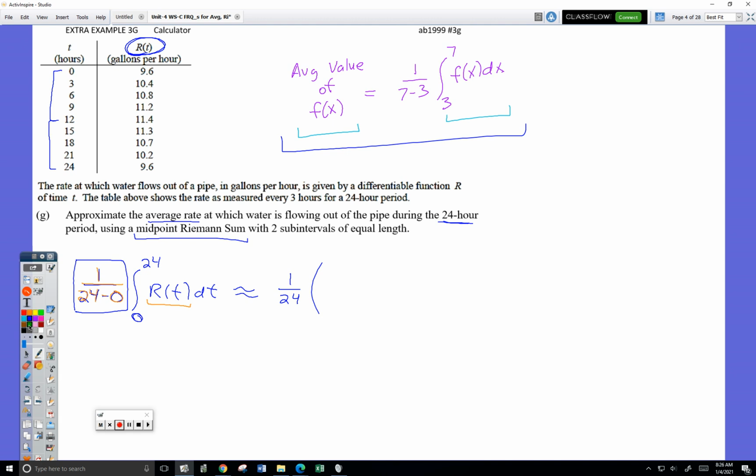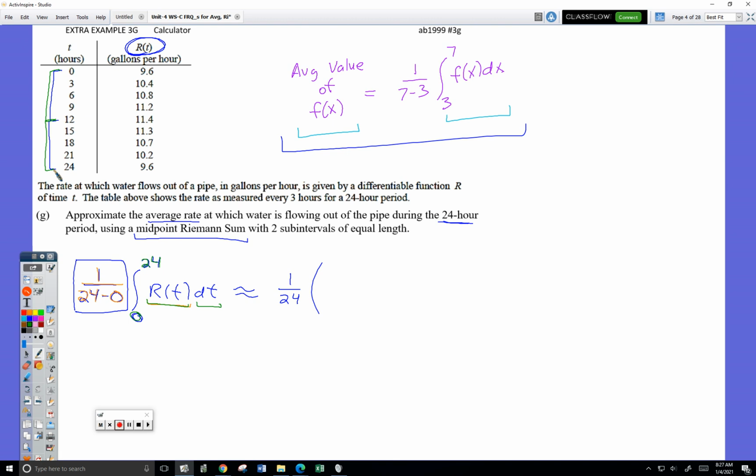reviewing from a couple of weeks ago, so when you do the midpoint sum, all you're doing is taking values of r multiplied by dt. Because I only have two subintervals and I've got to cover a time period of 24 hours, that means each subinterval is 12 hours long. So my dt is 12. We want to talk more about why dt is 12.